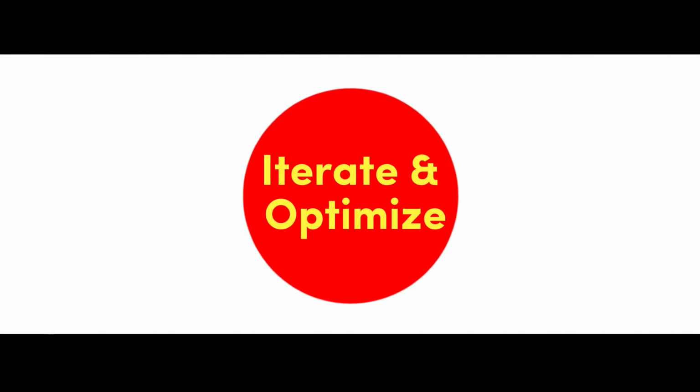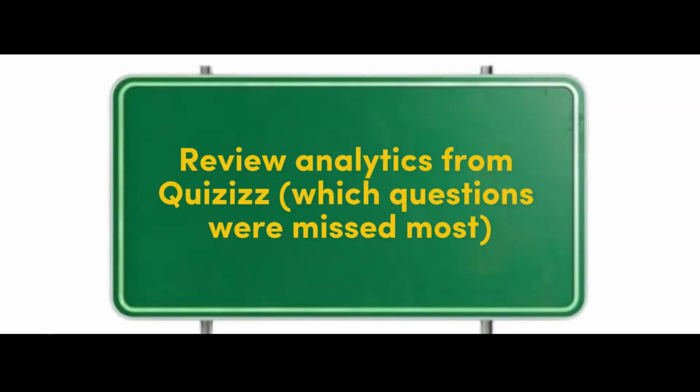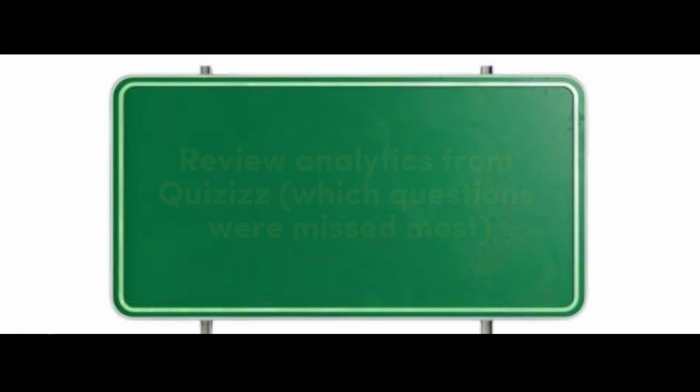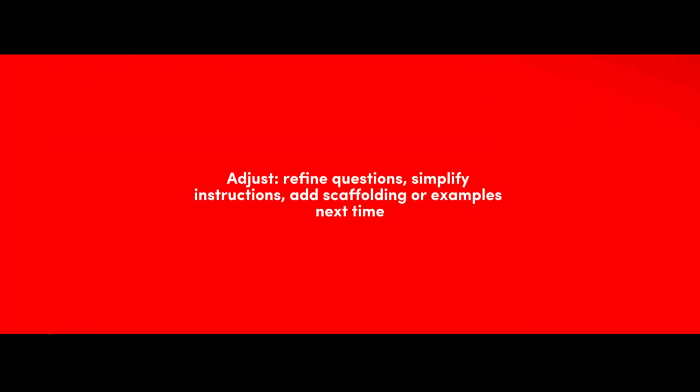And then the last step is iterate and optimize. So review analytics from quizzes, like which questions were missed most, and Padlet engagement, like which prompts yield deep versus superficial responses. Okay, in this step you can refine questions, like simplify instructions and scaffolding, or examples next time. This ensures purposeful use tied to objectives and continuous improvement.